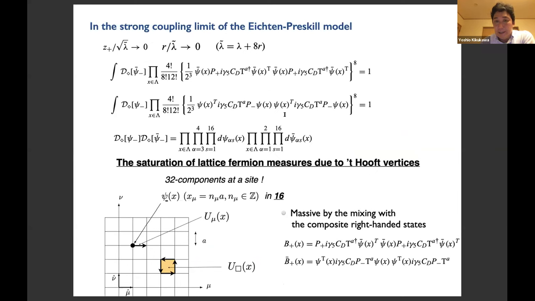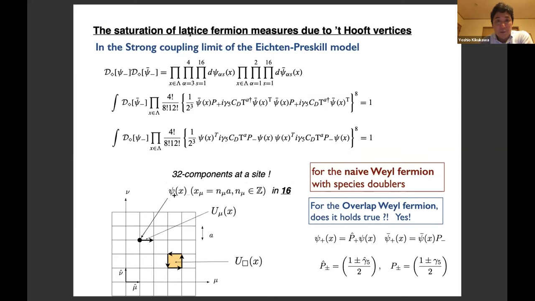And in the SO10 case, this may be another special property of the SO10 case. But anyway, in this model, we have this property. And I think this is very important for the lattice construction of the SO10 chiral gauge theory. So this saturation of the lattice fermion measure due to 't Hooft vertices in the SO10 chiral lattice model is a property for the naive Weyl fermions. But I would like to discuss whether this is also the case for the overlap Weyl fermions. This is what I want to discuss in the following.